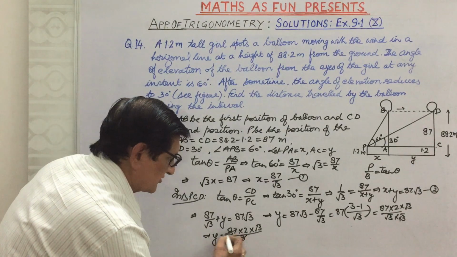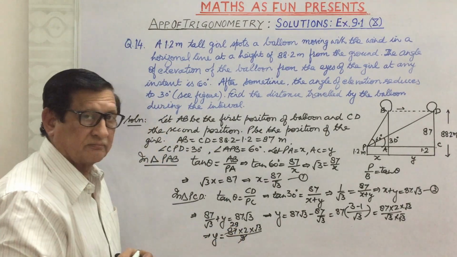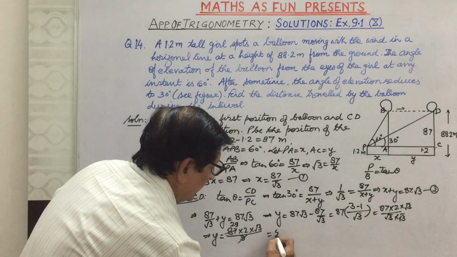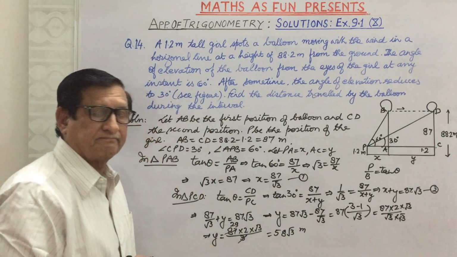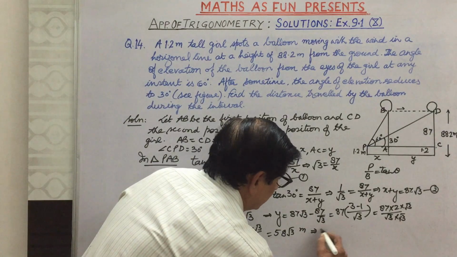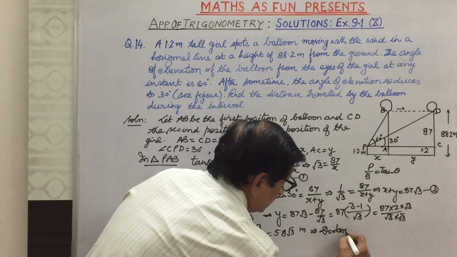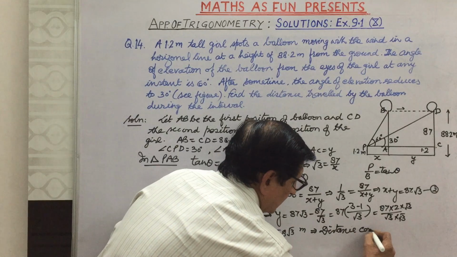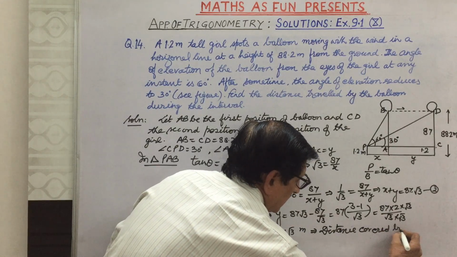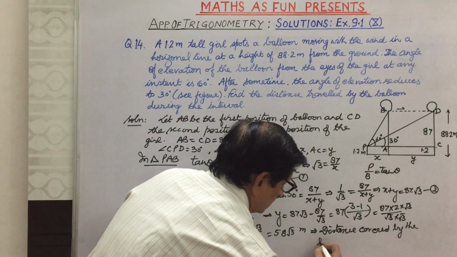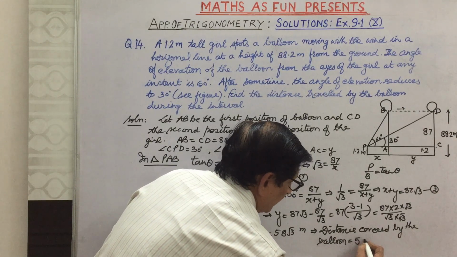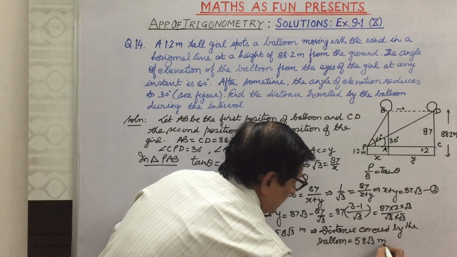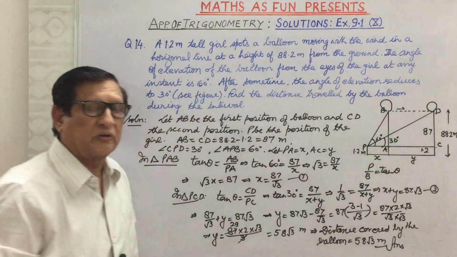3 cancels this 29 times. And 29 to the 58, so this comes as 58 root 3 meters. So we can write this implies that distance covered by the balloon is equal to 58 root 3 meters. This is the answer to the problem.